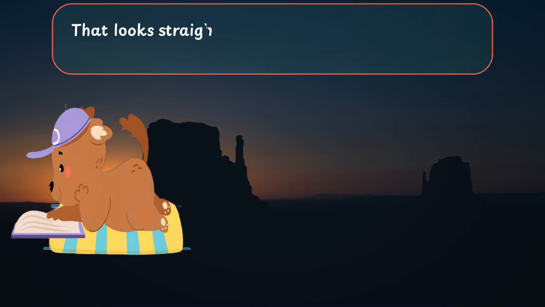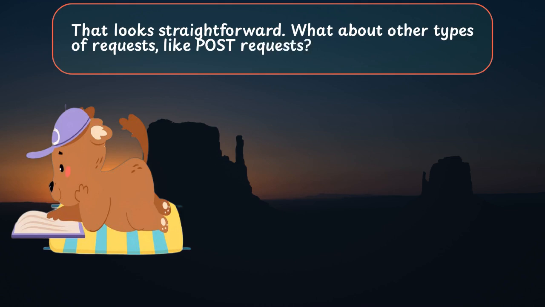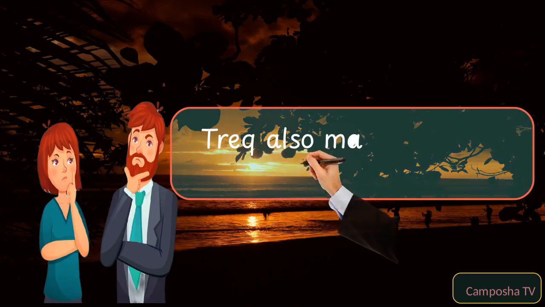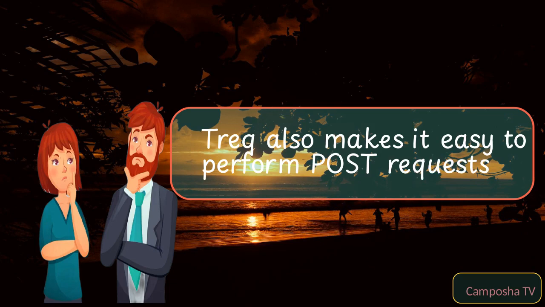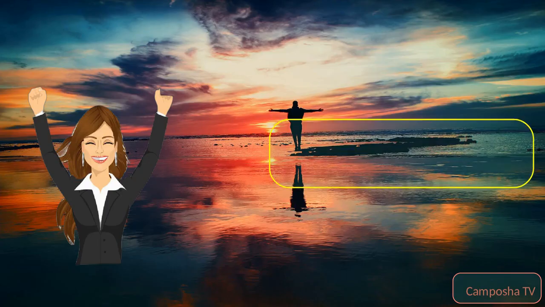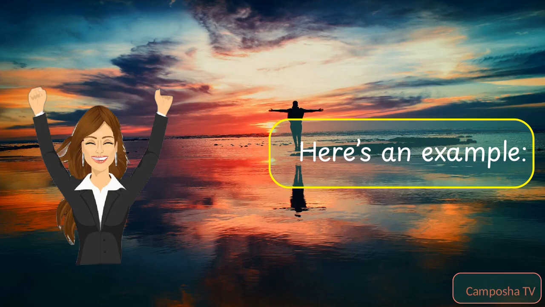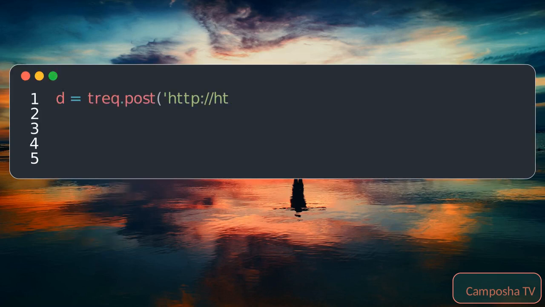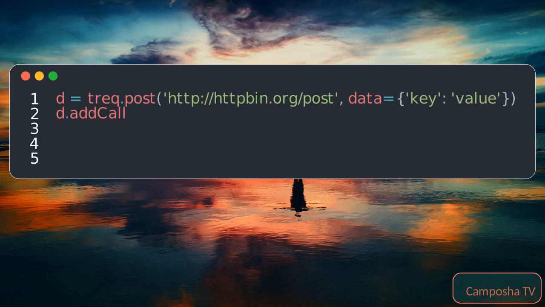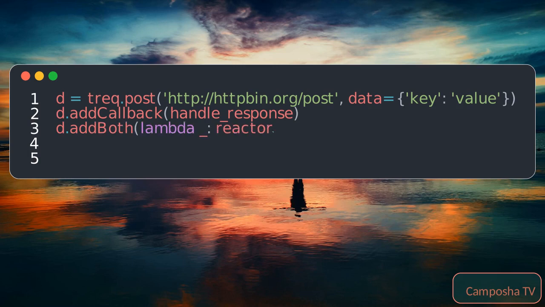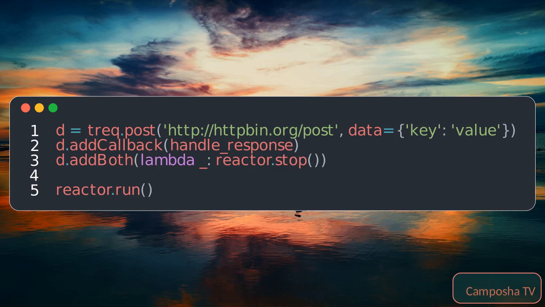That looks straightforward. What about other types of requests, like post requests? Treq also makes it easy to perform post requests. Here's an example. In this code, we're making a post request to http://httpbin.org/post with some form data.